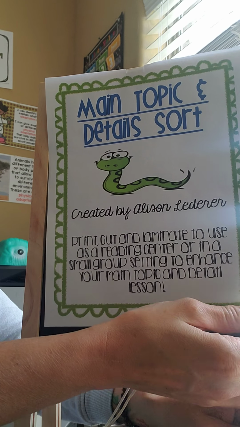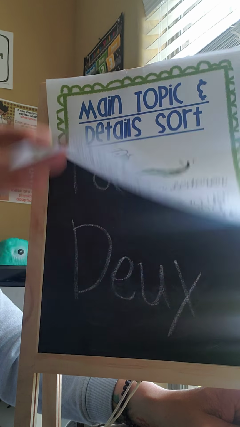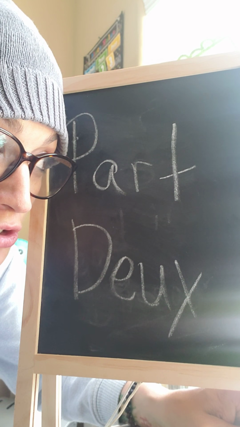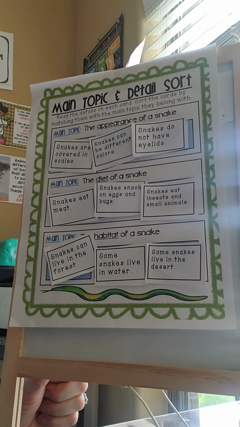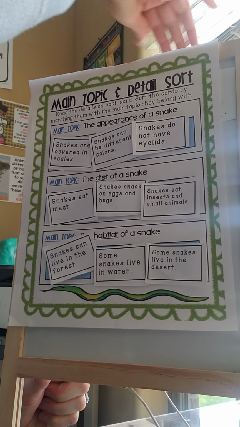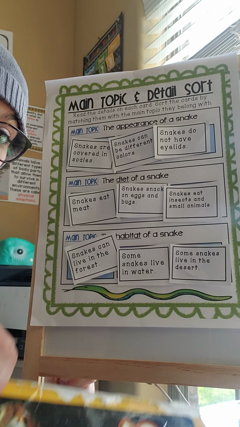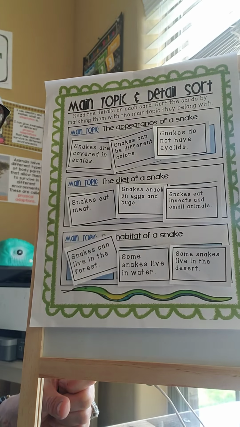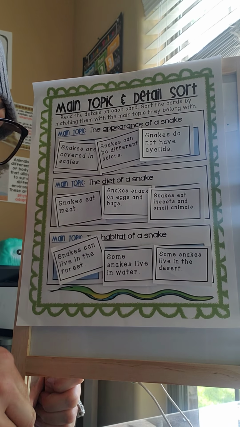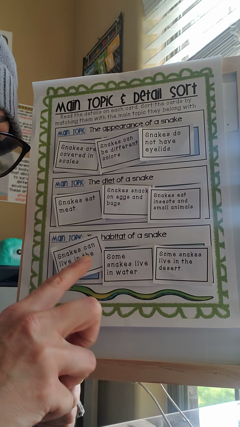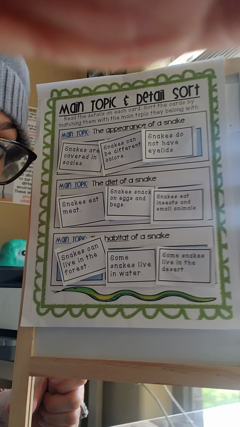Welcome to main topic and detail sort, part 2. So on Tuesday, we learned that we could take details that we learned from a main topic in a book we read, like snakes, and we could sort them out into different subcategories or different subtopics.